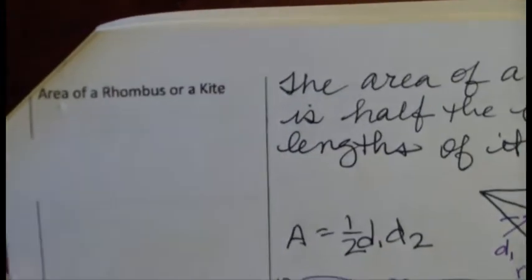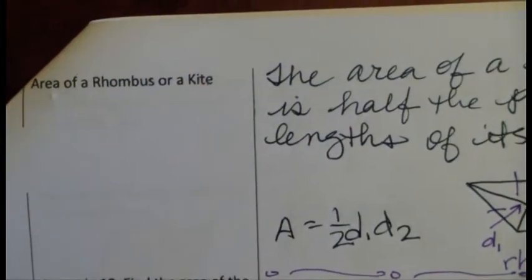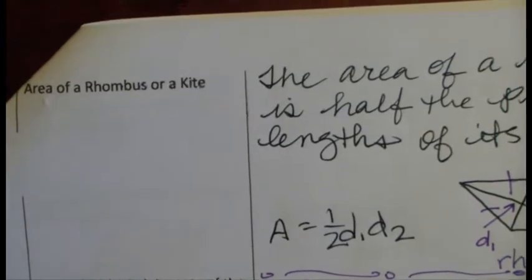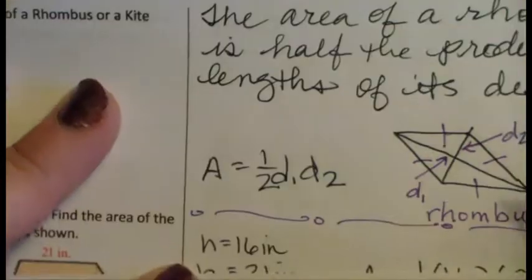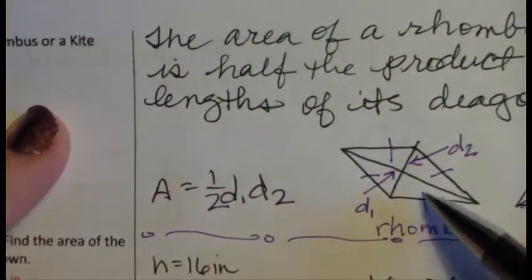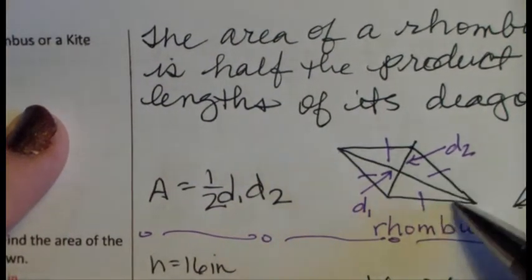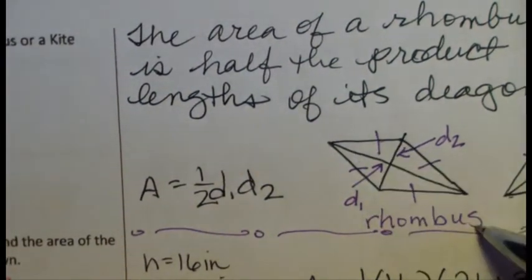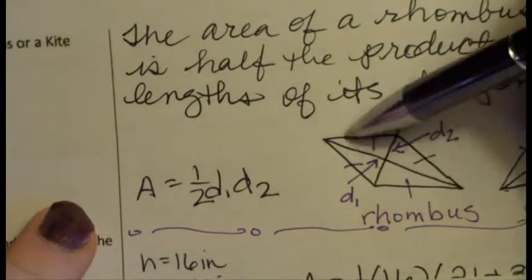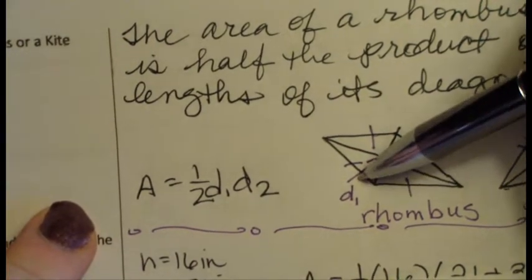Okay, our last formula is area of a rhombus or a kite. A rhombus is a four-sided figure where all the sides are congruent, but the angles are not. So it's not a square, but it does have all four sides congruent. It has two diagonals, D1 and D2.